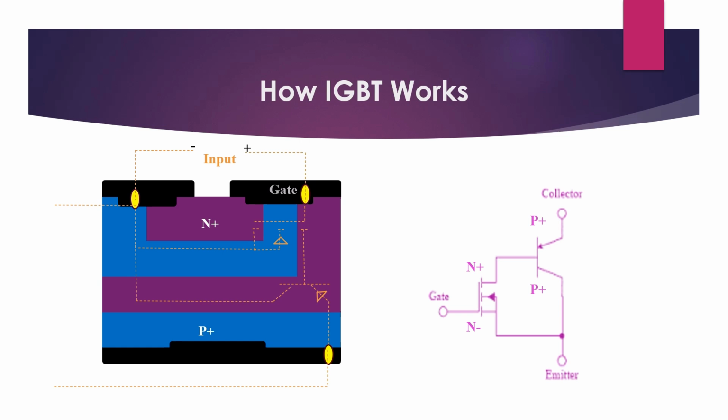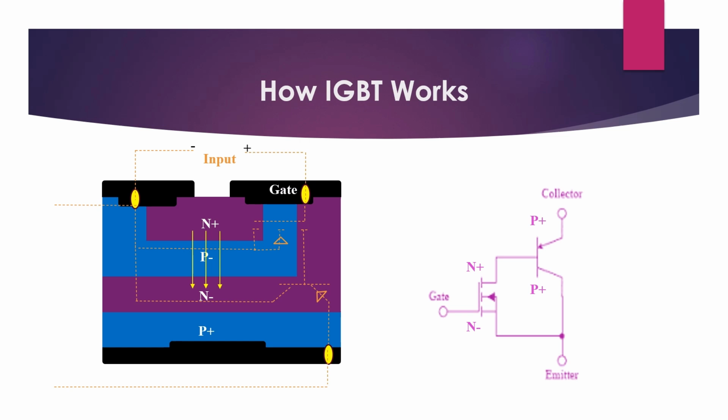When a positive voltage exceeds a certain threshold voltage between the gate and emitter terminals, an electric field is created. This electric field forms an inversion layer in the P-body region under the gate, similar to how a MOSFET operates. This channel allows electrons to flow from the N-emitter region into the N-drift region. The key difference from a pure MOSFET is what happens next.